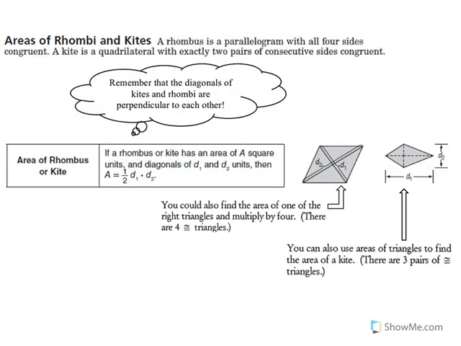Okay. Area of rhombi and kites. A rhombus is a parallelogram with all four sides congruent. A kite is a quadrilateral with exactly two pairs of consecutive sides. Do you guys remember what consecutive means? That's right, next to each other. Remember that the diagonals of kites and rhombi are perpendicular to each other. We're allowed to use this rule here for both of them because that's true for both of them. Diagonals are perpendicular.